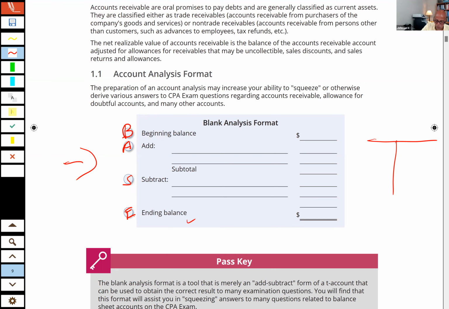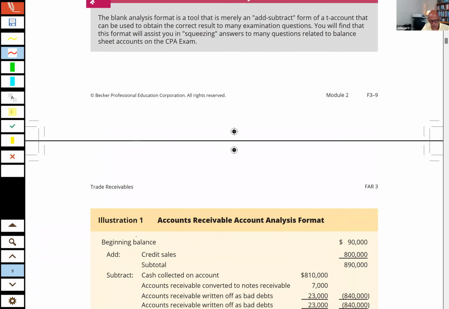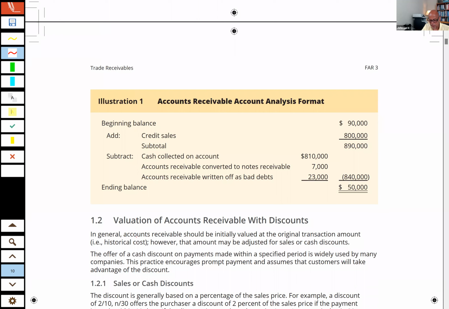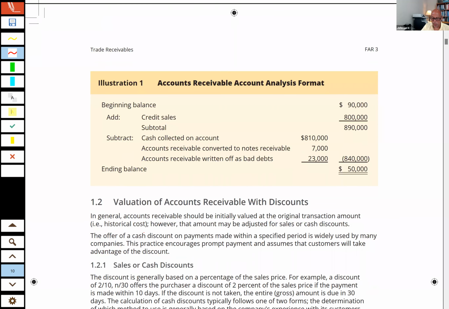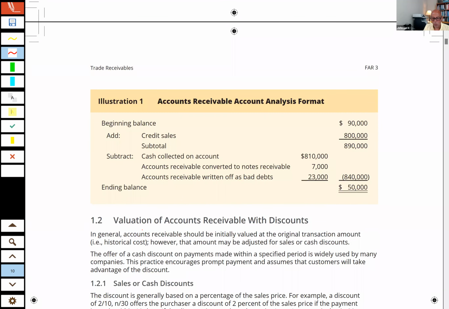So you come over, and let's just take a look at that in the context of accounts receivable. Now, what I'm going to do is walk you through this using journal entries and T accounts, just so you see the connection between the way you use the blank account analysis and what you're used to using, which is journal entries and T accounts. On the exam, they give you a set of information, you would do it this way, okay? Now, having said that, I'm going to start with the T account.